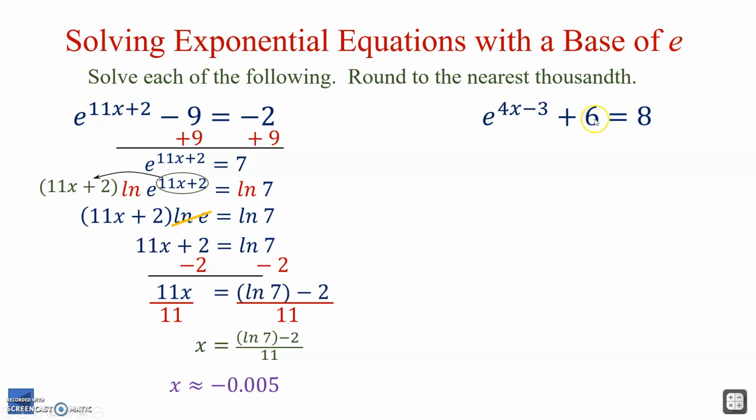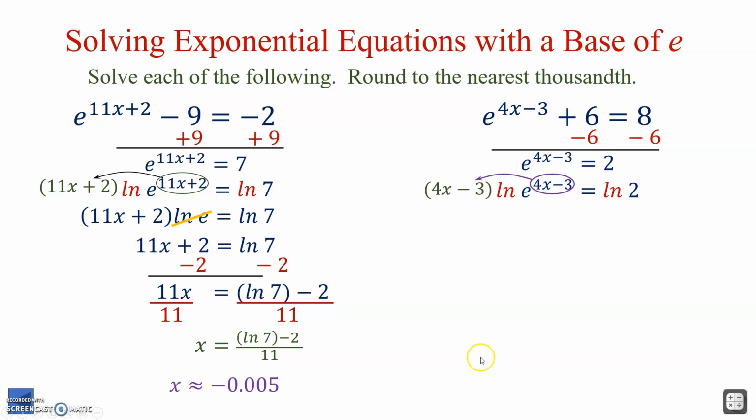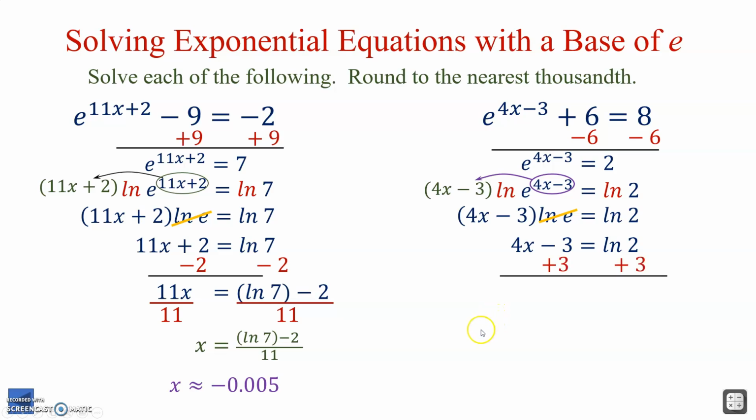1, 2, 3, 4. 4 things to get rid of. So we'll first take care of this 6 by subtracting 6 on both sides. That leaves us with the e to the 4x minus 3. Time to deal with the e. Let's go ahead and ln on both sides. The entire 4x minus 3 comes over. So you're starting to see that really all we're going to be left with is the 4x minus 3. Add 3 on both sides. 4x equals ln 2 plus 3. Again, we're not adding these two numbers. Simply divide by 4 on both sides. There's our answer. Here's the exact answer.